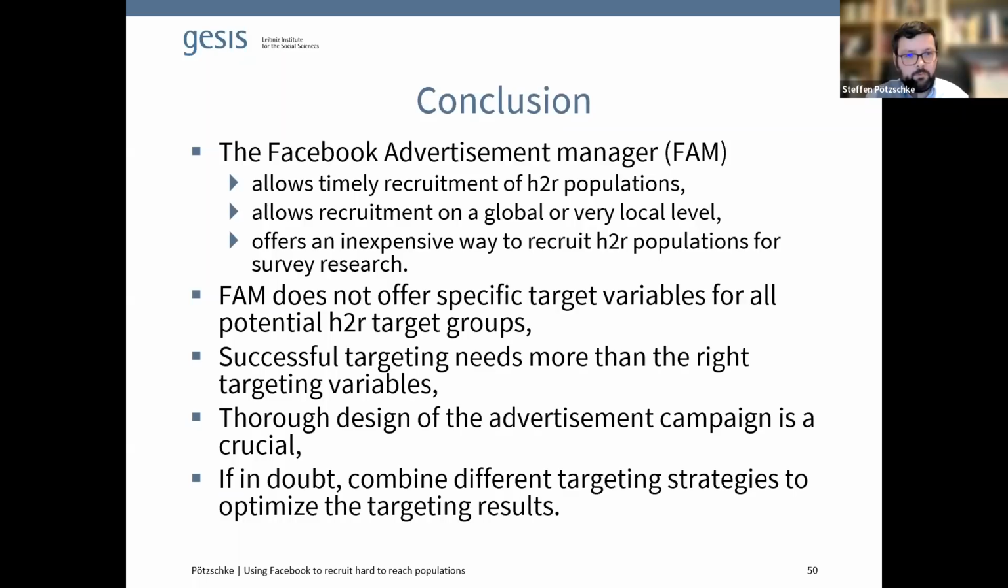We should also always take into account and thoroughly think about the design of our advertisements in terms of advertisement campaign and single advertisements themselves. And it is also always worthwhile to combine different targeting strategies to optimize the targeting results.